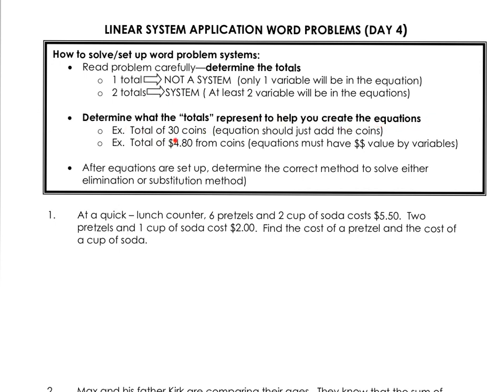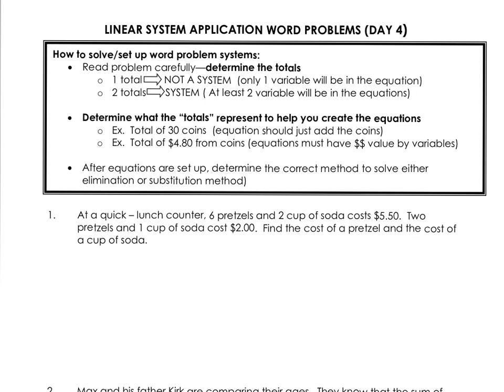So example, if we're talking about the total of 30 coins, the equation should add the coins. But if it's talking about a total of $40.80 from the coins, then the equation must have the money value included by the variables. And then after the equations are set up, you can determine the correct method to solve, either using elimination or substitution. Either one is fine for these. They're both algebraic. You can choose which one, but some may lend themselves better to elimination or substitution.